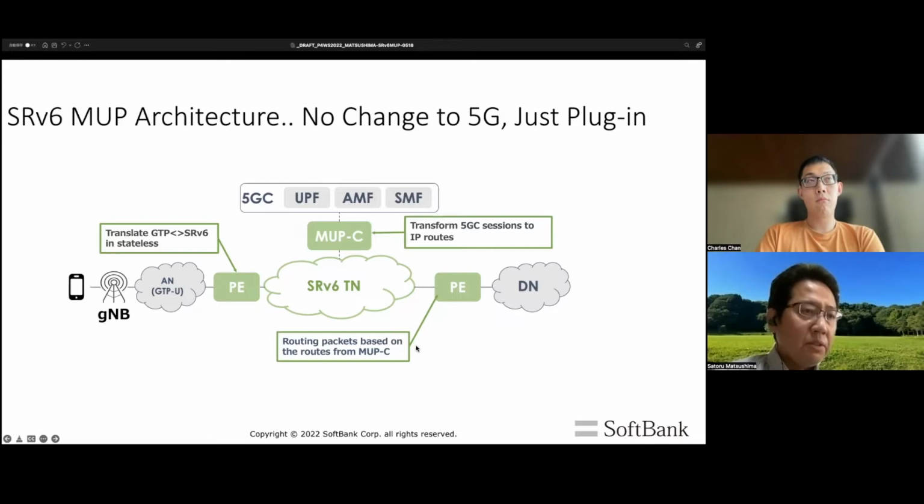As I mentioned in the previous slide, finding the function of the translation on the opposite side of the network is hard, but the MUP controller informs the PE of that functionality and where it's running. So that enables utilizing the GTP SRv6 stateless translation in motion.